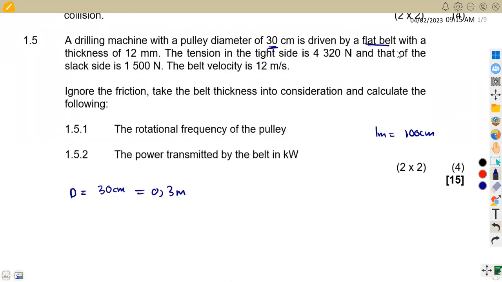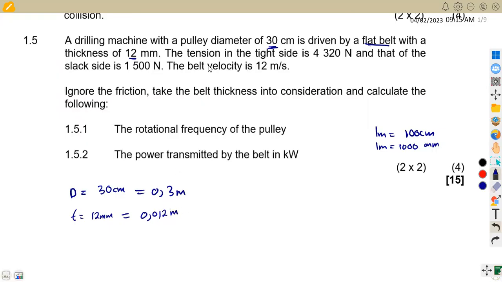It is driven by a flat belt with a thickness. So given the thickness of the belt, which is T in millimeters, this is 12 millimeters. So remember that 1 meter is equivalent to 1,000 millimeters. So we are going to divide by 1,000. If we divide by 1,000, we're going to have a thickness of 0.012 meters.